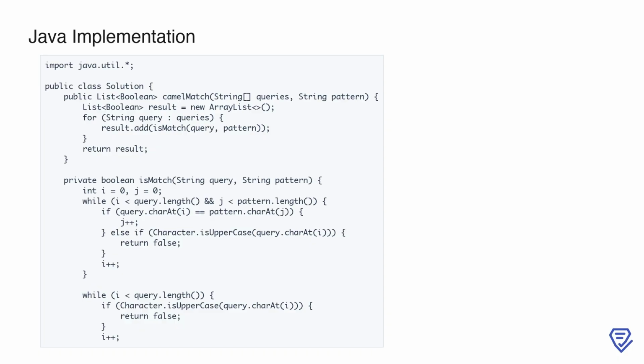Next, we move to the isMatch method, which performs the actual comparison. Here, we use two pointers, i and j, to traverse the query and pattern strings respectively. The logic starts by iterating through both strings while ensuring neither pointer exceeds its respective length. If the current characters from query and pattern match, we increment the j pointer to move to the next character in the pattern. However, if the character in the query is uppercase and does not match the current character in the pattern, the method immediately returns false, as this violates the camelcase matching rule. The i pointer is incremented in each iteration to continue processing the query string.